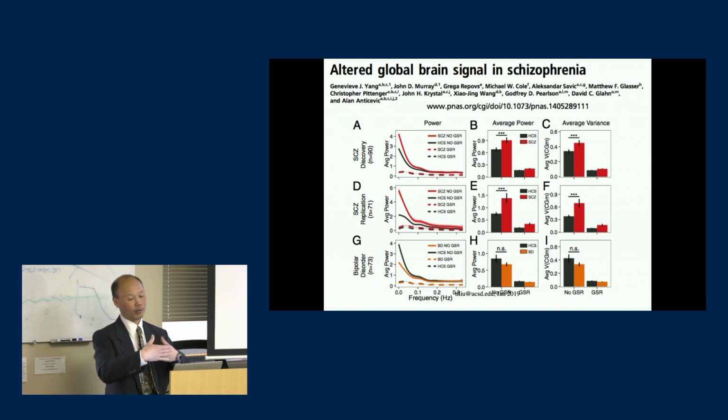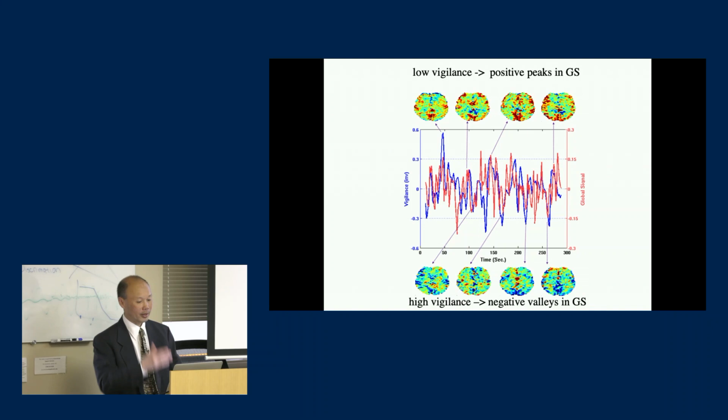So far we've looked at overall global signal power. We can also look at it on a time point by time point basis, and what we find there is that, here in red is the global signal, and here in blue is the vigilance time course, and we find there are significant correlations. It turns out that, to first order, whenever the vigilance is low, the brain seems to have more oxygenation in it. So the BOLD signal is higher overall.